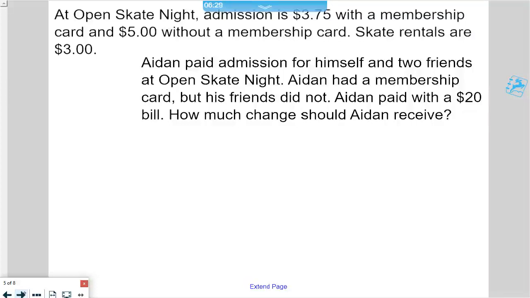So, first of all, we're going to look here. He paid for skating. He has a membership card. His friends don't have a membership card. Now, we talked about cubes and we talked about the eliminate. Well, here's the best part.